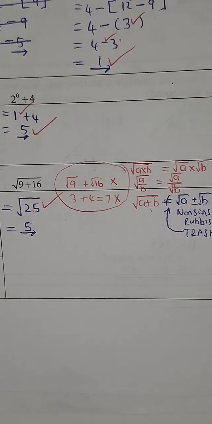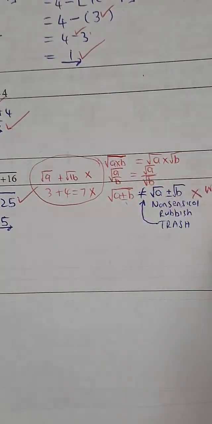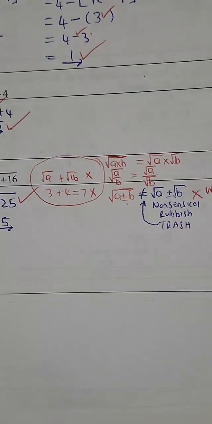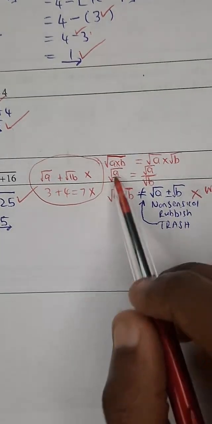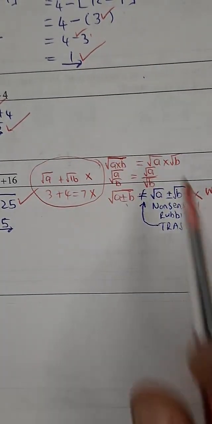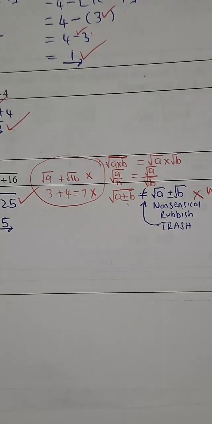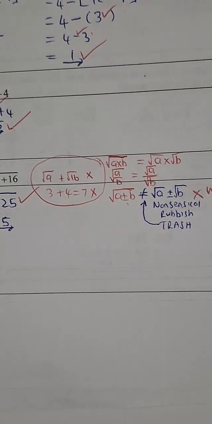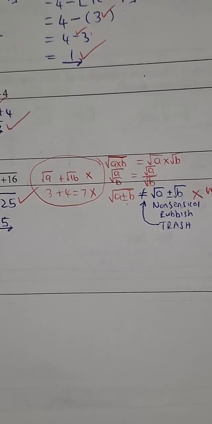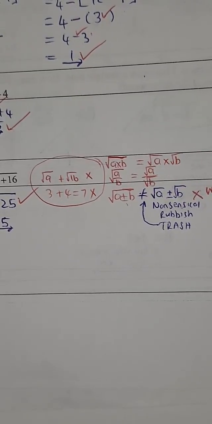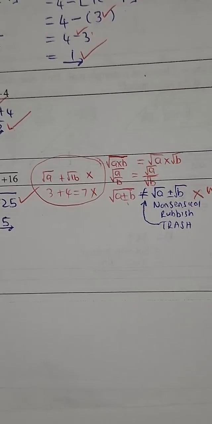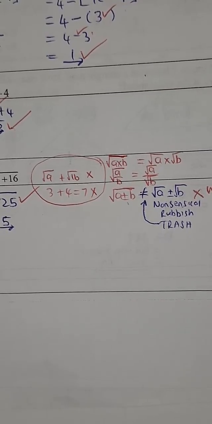Okay, please, guys. All right. So when do we split? Multiplication of bases, division of bases. Splitting is allowed. But with plus and minus, we don't do this. So this is the correct one.